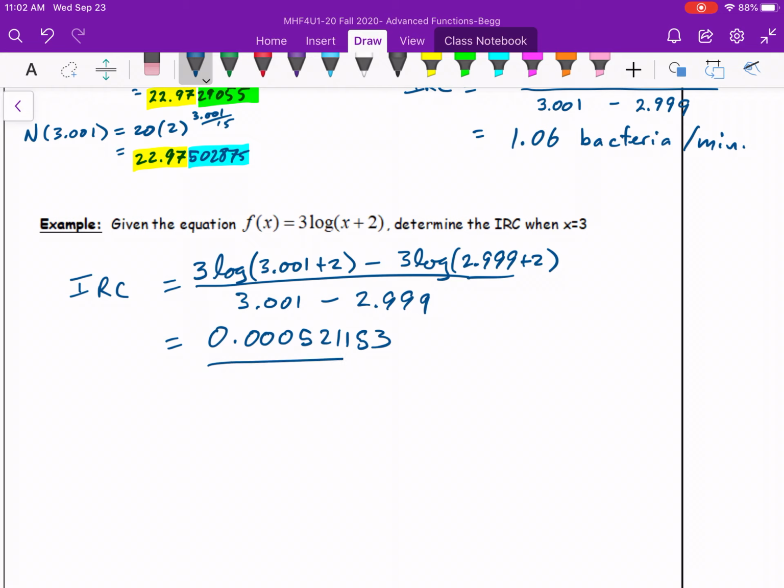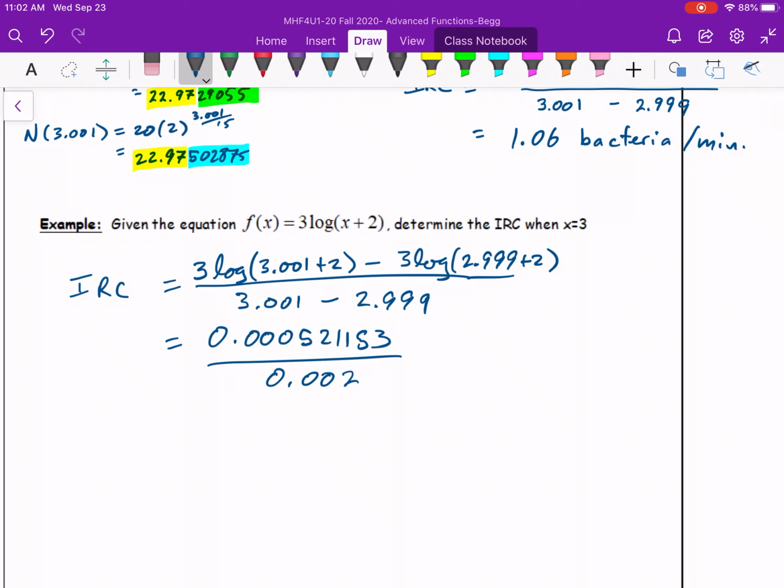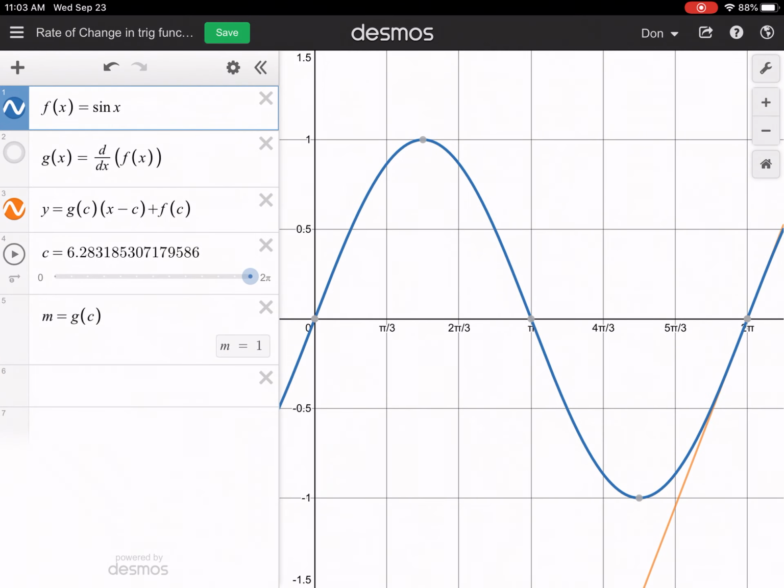What I get is 0.0005 divided by 0.002. It's always going to be 0.002 on the bottom if I use an interval of 0.001. And when I divide that out, I get 0.26. I don't know what this log function defines, so I can't really give units for it, but this is the instantaneous rate of change on this log function at 0.26. Maybe I could just finish off by graphing this, seeing what this log function looks like.